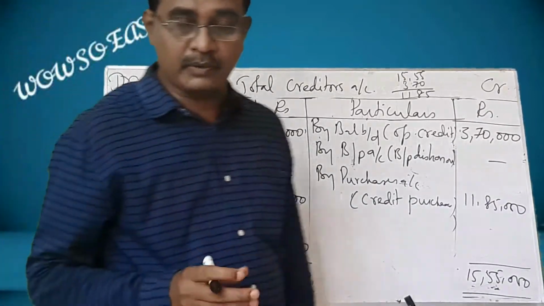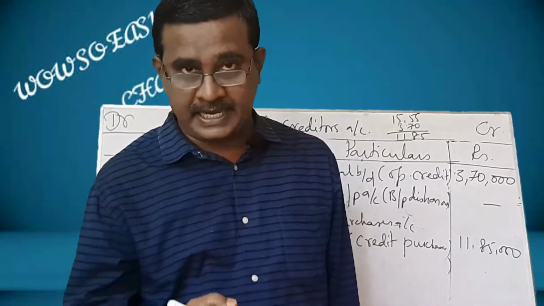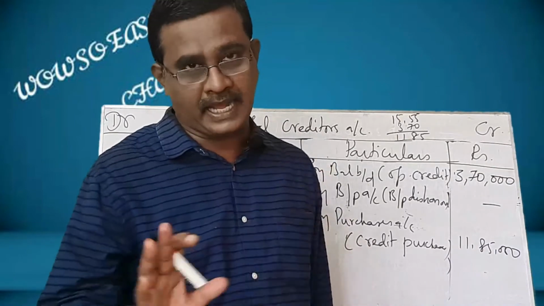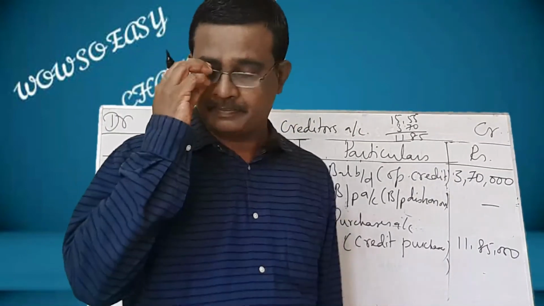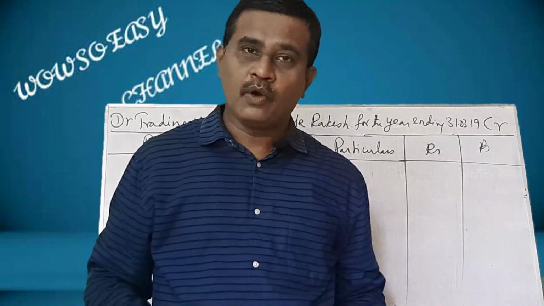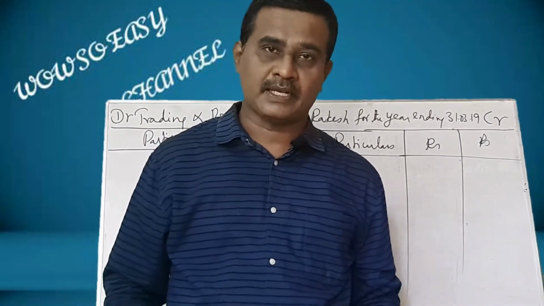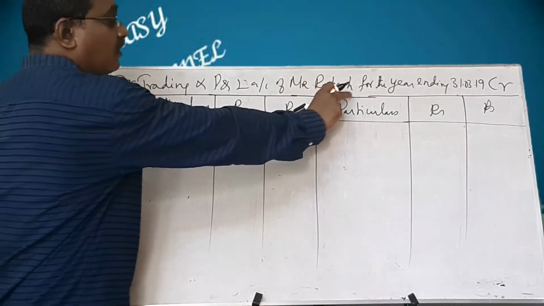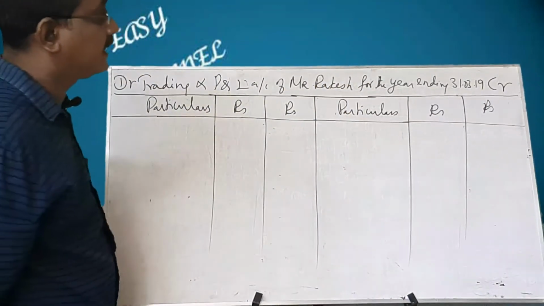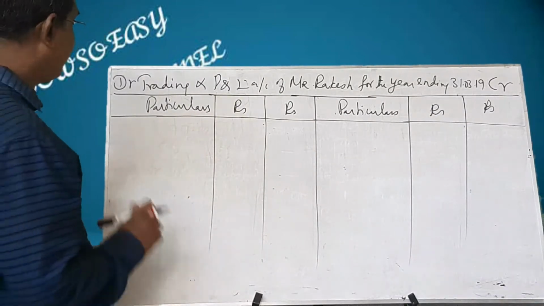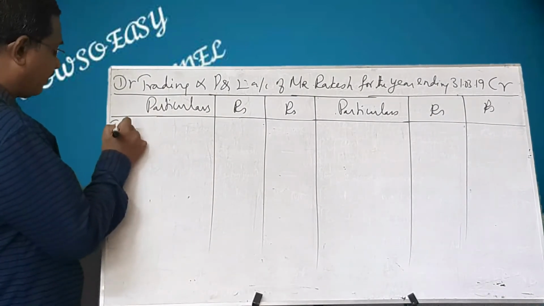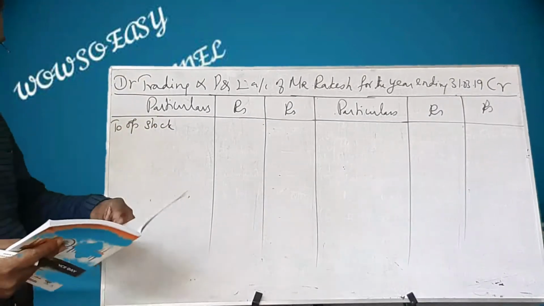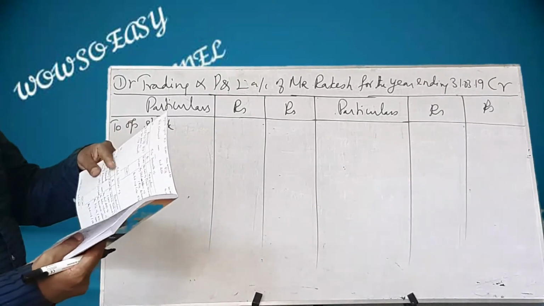Now we have found out credit sales and credit purchases. Let us go for preparing the trading account. Now let us go for preparing trading and profit and loss account. And this is the format of trading and profit and loss account of Mr. Rakesh for the year ending 31st March 19. First thing that will come here will be opening stock. You can see from the sum and take the amount. Opening stock is 2,20,000.